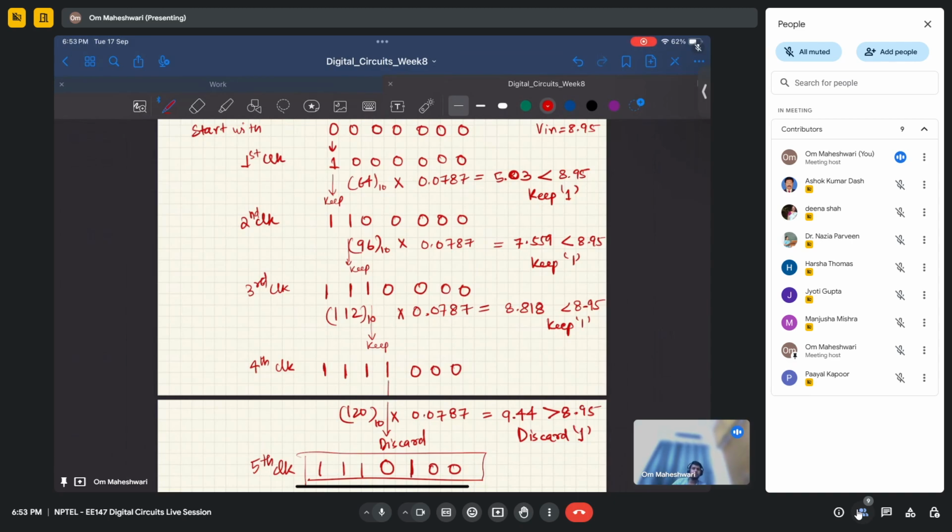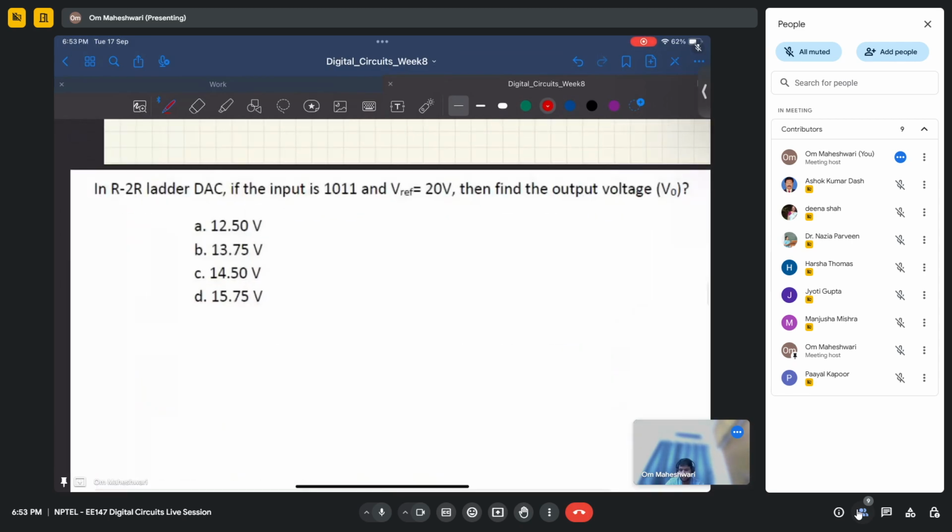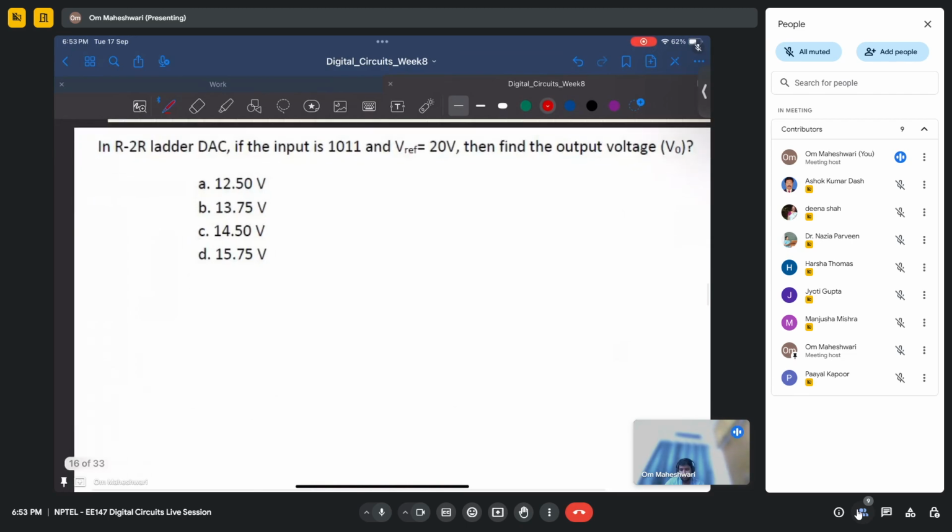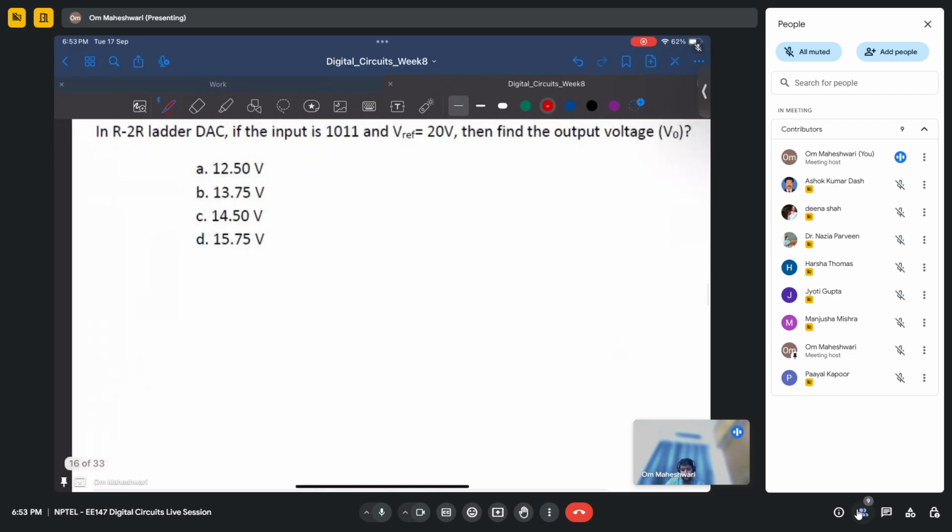Okay, so a bit lengthy, but a very simple question nevertheless. If there are no doubts, let us move on to the next question. In an R2R ladder DAC, if the input is 1011 and VREF is 20 volts, find the output voltage. So, a very simple question.